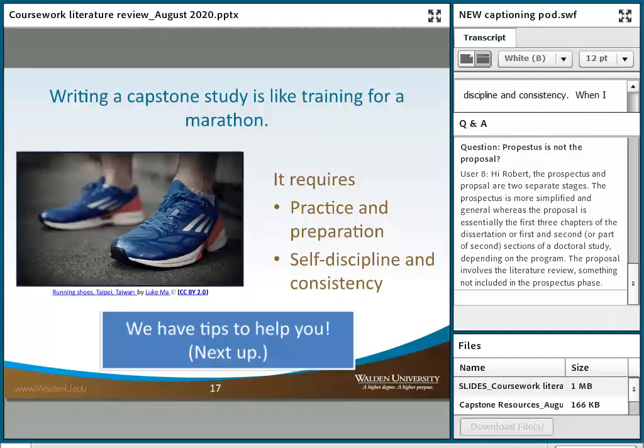So what I've said at the beginning, writing a capstone study is like training for a marathon. It requires practice and preparation and self-discipline and consistency. I'm not going to tell a story because there's no time now, but it is a long slog, okay? And it's not always going to feel good, honestly. I don't think anybody just breezes through the dissertating process. It is hard.